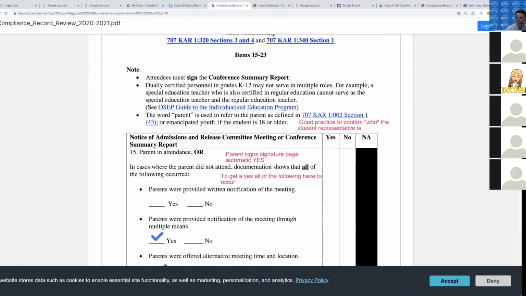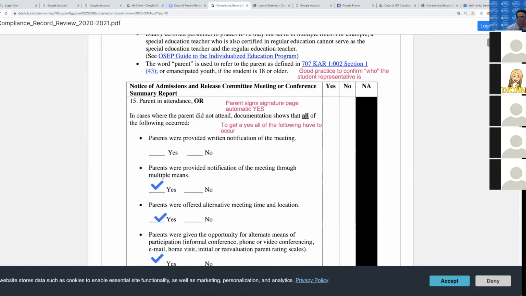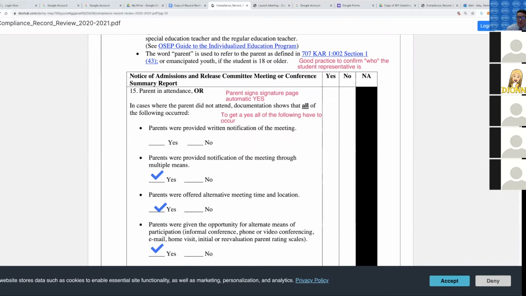But it's a good practice to confirm who the student representative is. When we talk about the word parent, who is the parent for this student? Who has the right to make education decisions? So it's always a good idea, especially with those newer students, transfer students, to determine the parent representative and do that form and make sure that we've got the right people making the right decisions and if they are legally able to do so. So when we're looking at the conference summary, we're looking at the signature page, and we are looking to see, first of all, did the parent attend? And did the parent sign the signature page?